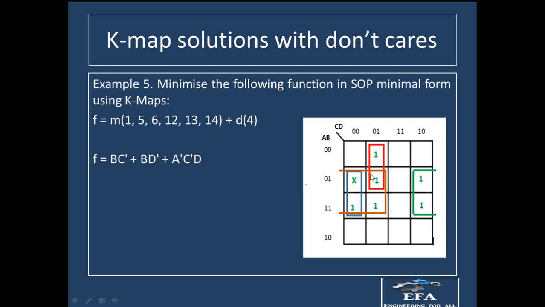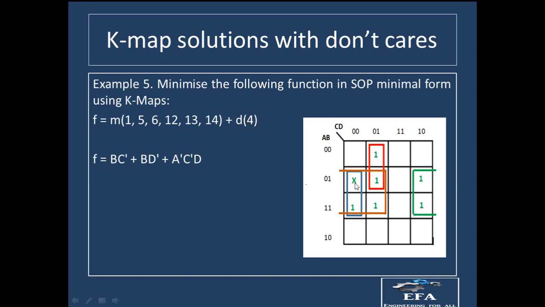We know the positions. So first of all, we have to put all these minterms equal to 1 in the corresponding cells. After putting all the ones in the corresponding cells, we have to move on to the don't care. Whatever values are written in this bracket, you can see 4 is written over here, so we have to put a cross in cell number 4.